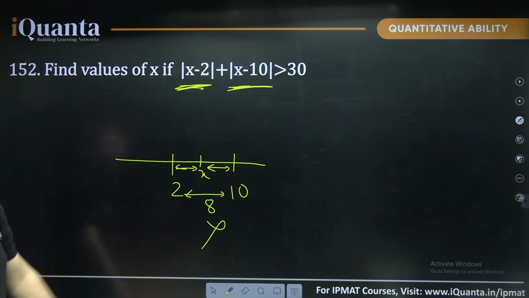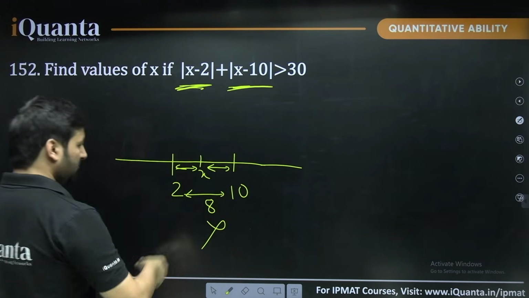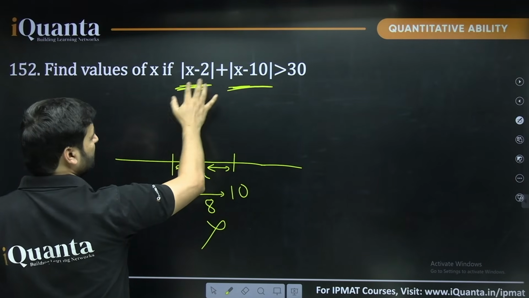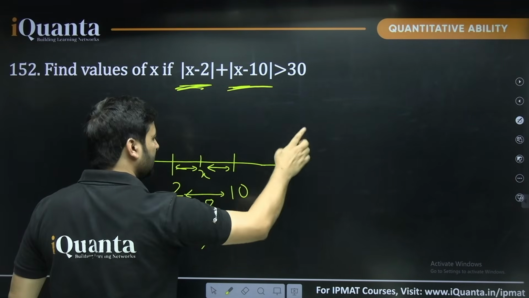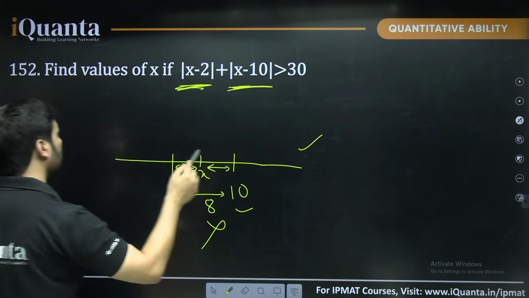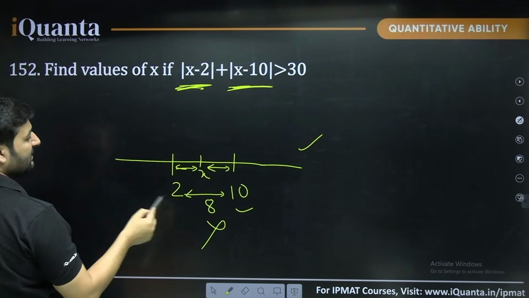Above 10, what will you do? You will put any value of x which is greater than 10, say 12. So, this is positive, an equation will be formed, greater than 30. Whatever value of x you get here, if it is greater than 10, you will accept it, otherwise you will ignore it. Then again, x less than 2, say 0.